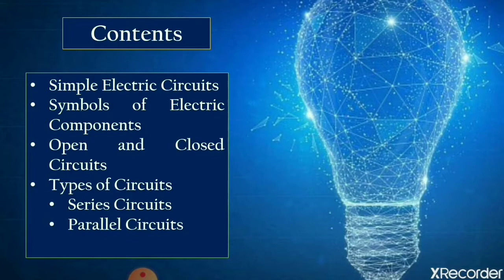So, first of all, we will have some general introduction about electric current or electricity, because we have studied about electric current or electricity in 6th class also. So first we will have a general introduction about electricity, then we will see what is an electric circuit, then symbols of electric components, open and closed circuits, and then types of circuits, in which we will study series circuits and parallel circuits.